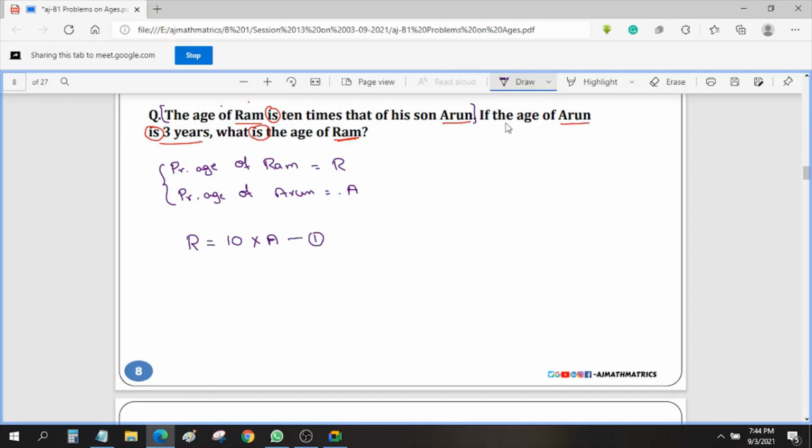Now the second equation, if the age of Arun is, so A means what? Present age of Arun. Arun's age is 3 years, A = 3. So this is the second data. According to the algebra rule, if we have two unknown variables, we require two equations. So here we have two equations. If you simplify and solve, R equals 10 into 3, which equals 30. I do understand it's a very simple question, but I hope I am clear with the 4 points that I said.